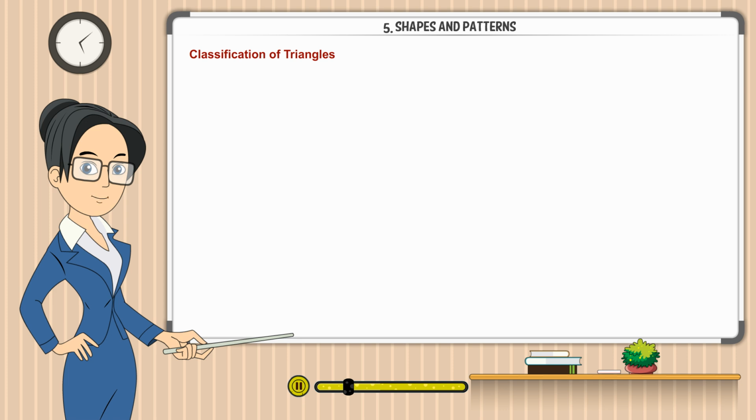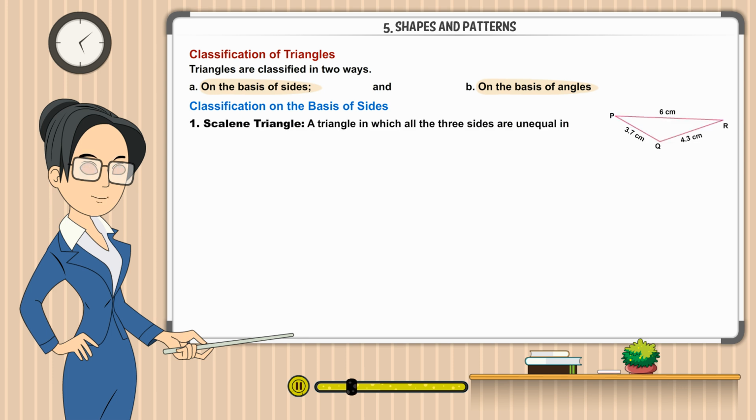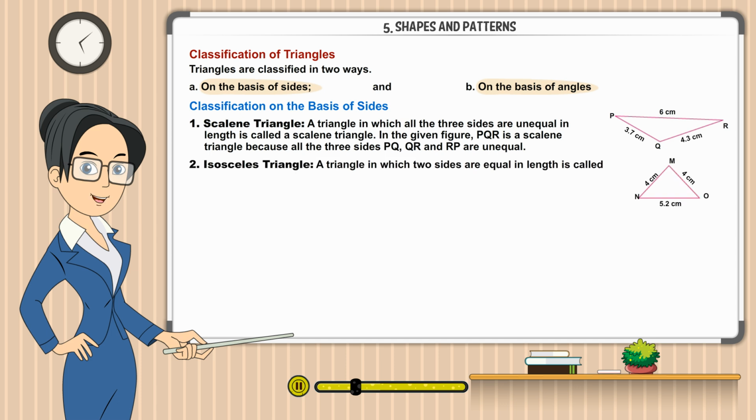Classification of triangles. Triangles are classified in two ways, on the basis of sides and on the basis of angles. Classification on the basis of sides. Scalene triangle. A triangle in which all the three sides are unequal in length is called a scalene triangle. In the given figure, PQR is a scalene triangle because all the three sides PQ, QR, and RP are unequal.